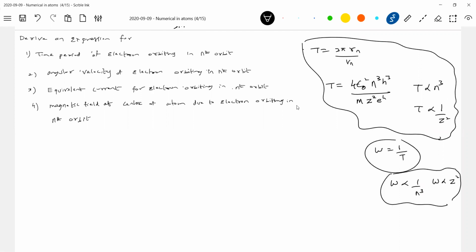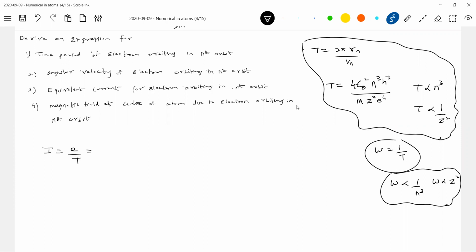What is it? Charge of the nucleus. After this, the equivalent current for an electron orbiting in the nth orbit. Why will the current come? Just now I told you the revolving electron will constitute a current here. So what is the expression for current? I is equal to charge of the electron divided by the time period.